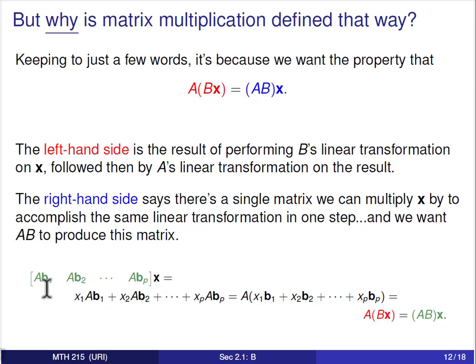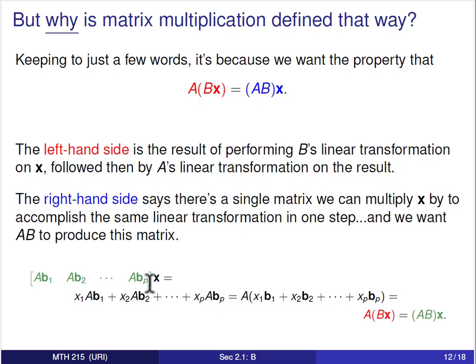Now the entries in this matrix, the first column should be A times B1, A times B's first column. The second column should be A times B's second column, and so on. And so if I want this matrix AB to have the same effect as what's going on the left-hand side, I need the columns of AB to look like A times the first column of B, A times the second column of B, and so on through the end, A times the last column of B.